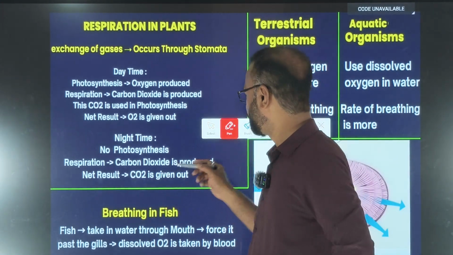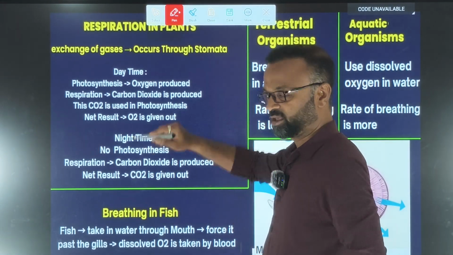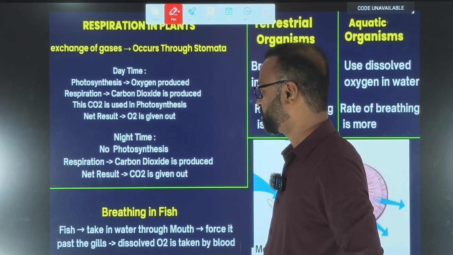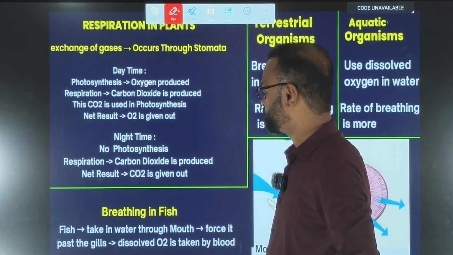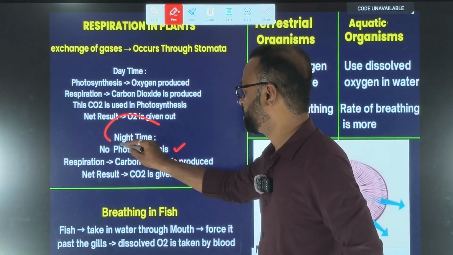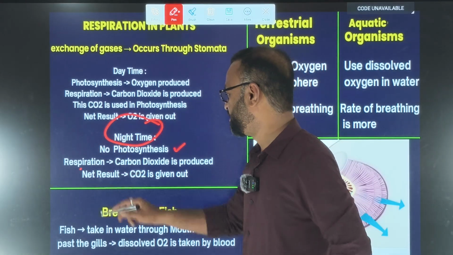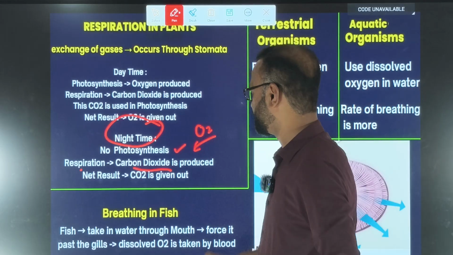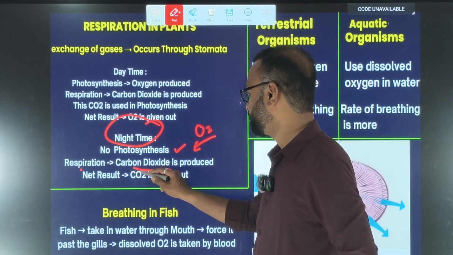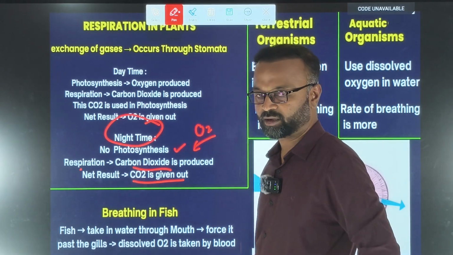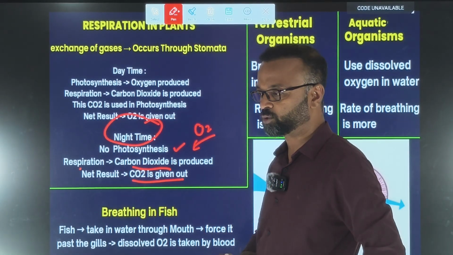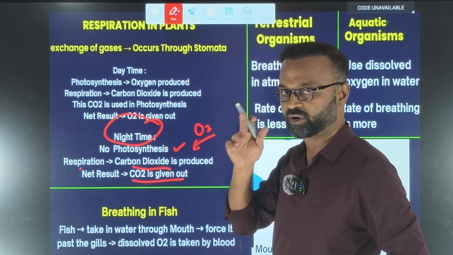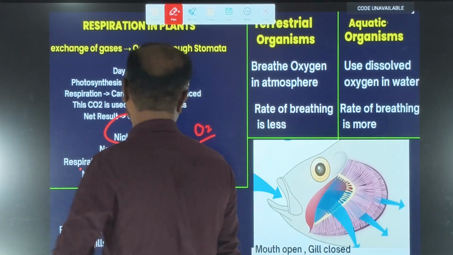Whatever stored food is there, plants also require energy. Plants also require energy for active absorption. We will discuss it in transportation in plants. What do you mean by active absorption? So no photosynthesis will take place during the night time. Respiration will take place. Carbon dioxide is produced and oxygen is utilized. So net result, carbon dioxide is given out. That means they will also break down the glucose or the food to produce energy. That energy is utilized. How it is utilized, we will discuss in transportation in plants.